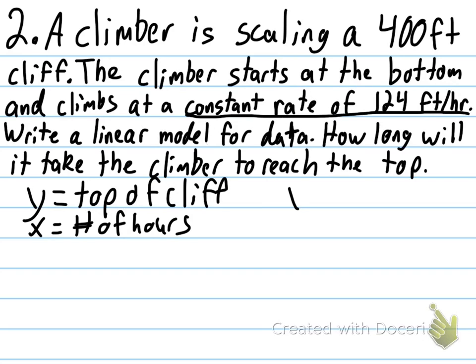So we know that y is going to equal 124x plus b. But what's b? Well, if we look, it says that we start at the bottom. Well, at the bottom of something is normally 0. So our b would be 0, so we don't actually need b.